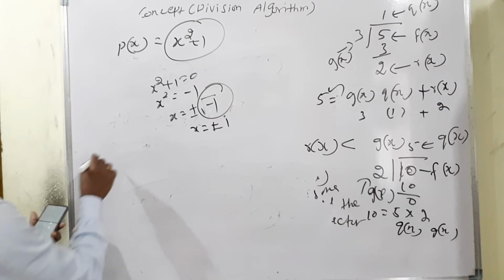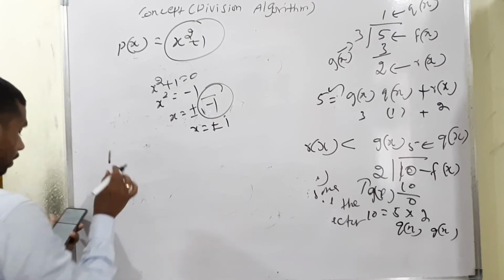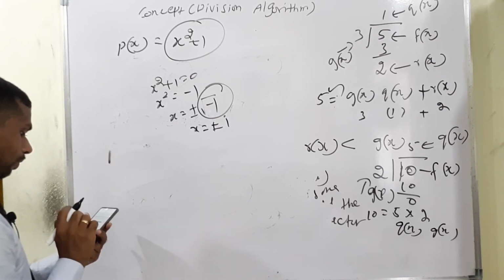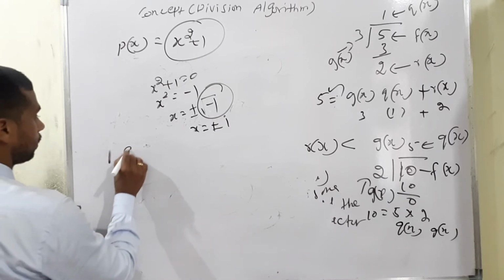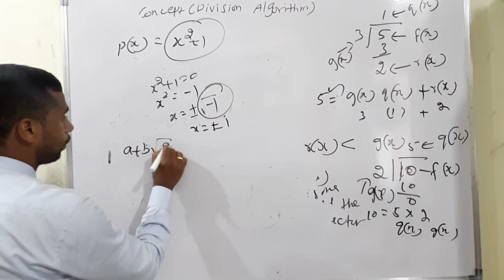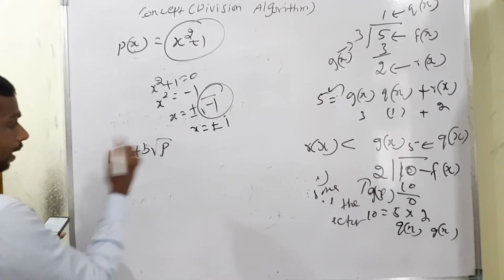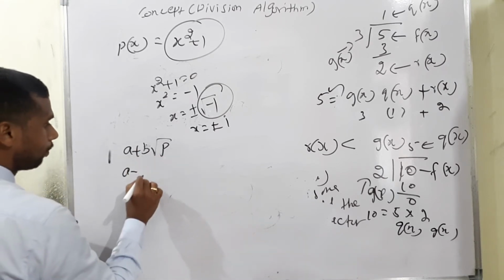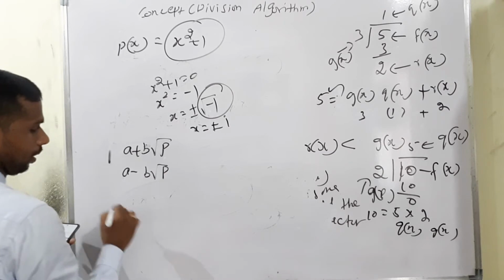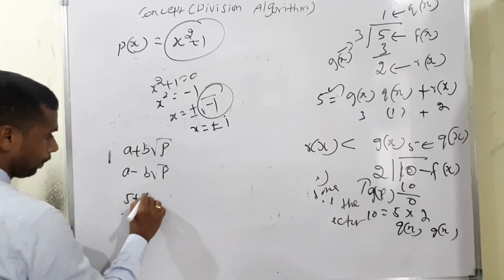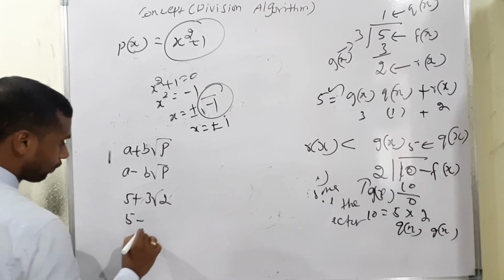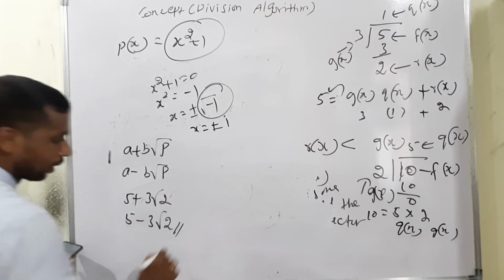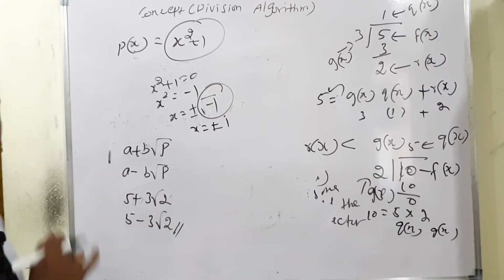Suppose we consider P of x, if a plus b root p is one of the roots, then another root we can consider is a minus b root p. For example, 5 plus 3 root 2 is one root, then we can write 5 minus 3 root 2 as another root. Okay, this is called rational coefficient.